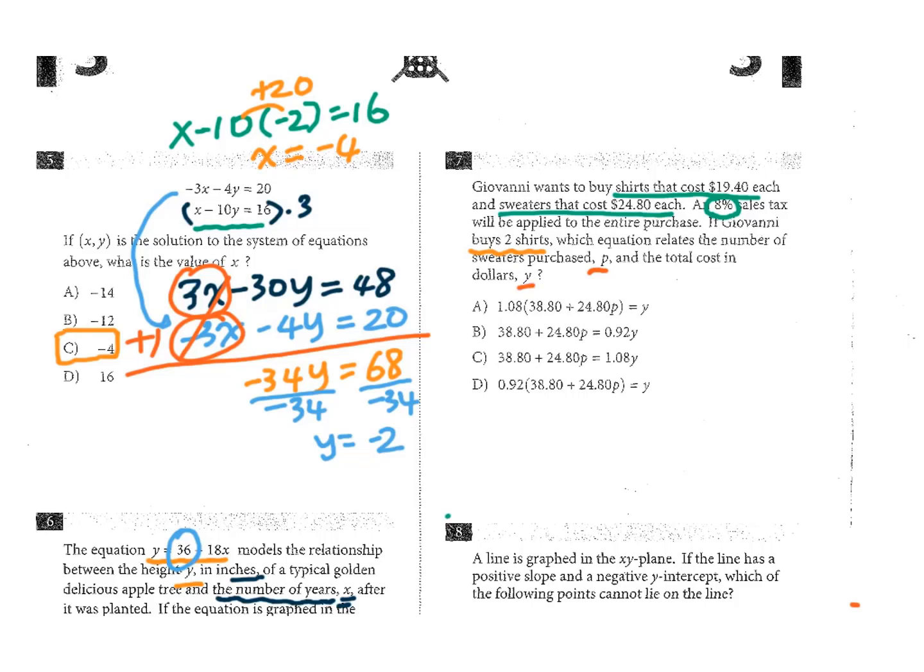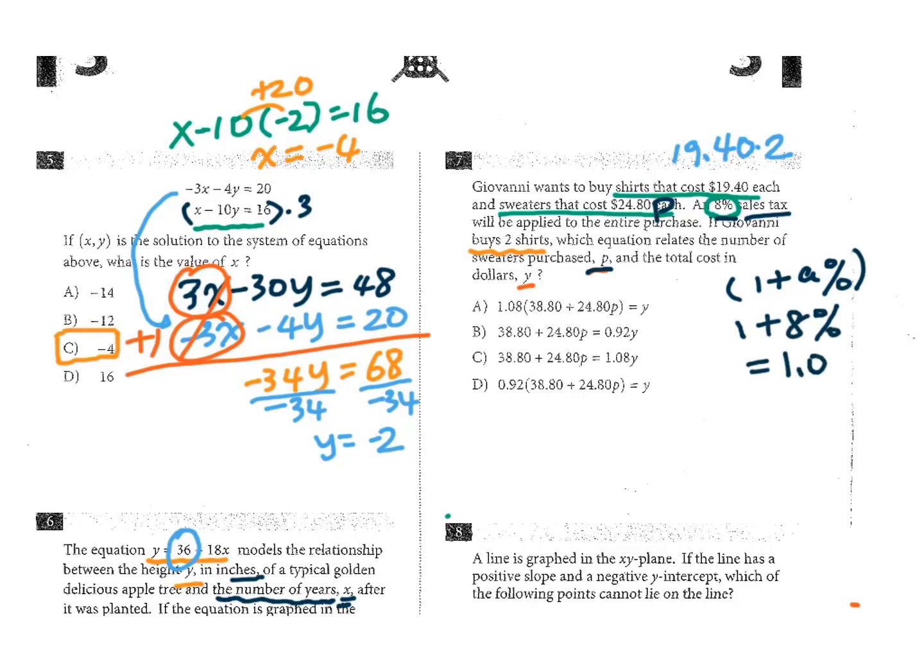First of all, we know this guy wants to buy 2 shirts, so $19.40 times 2. And we'll buy sweaters, that's P sweaters. Each is 24.80. That's why we multiply by P. That's the total money. Then you have to pay 8% sales tax. Remember, for tax, you always do 1 plus the percent of tax. That means 1 plus 8% tax.